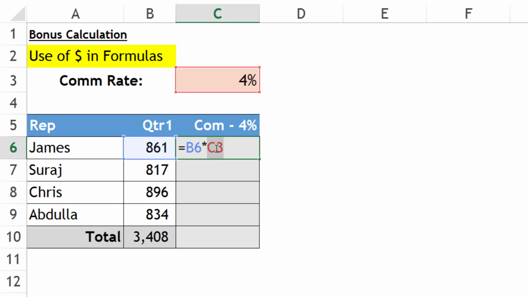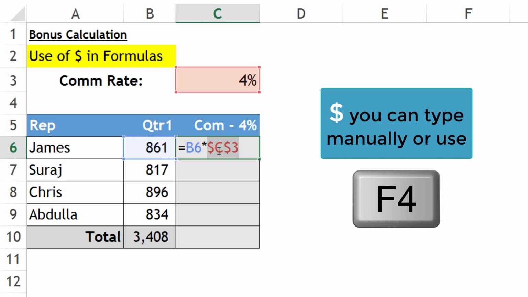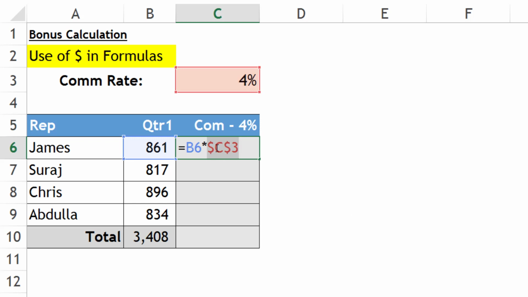And to add dollars, press the F4 key. The F4 key can bring dollars to both components of the cell name, the column as well as the row part. If you press this F4 key multiple times, it will give you different variations. First time, column as well as row number will get dollars. Second time, only row number will have dollars. Third time, only column will have. And fourth time, it will not have any dollars. So pressing F4 multiple times can give you all the variations you would need.